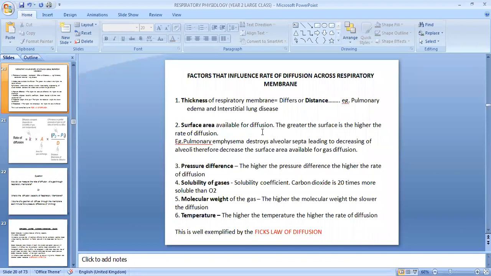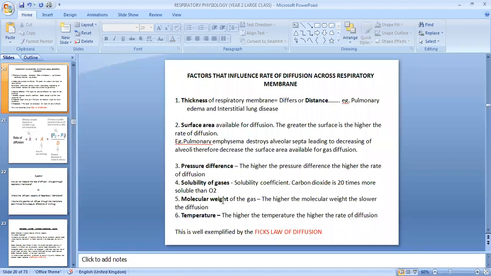And before I give the equation that denotes Fick's law of diffusion, I want you to note that out of these 6 factors, factors number 4, 5, and 6 are constants. For example, solubility of a gas is a constant and it is specific to a specific gas. Carbon dioxide has its own solubility coefficient that does not change, oxygen the same, nitrogen the same. Every gas has its own solubility coefficient. Molecular weight, every gas has its own unique molecular weight that does not change. And temperature can be held constant if need be.